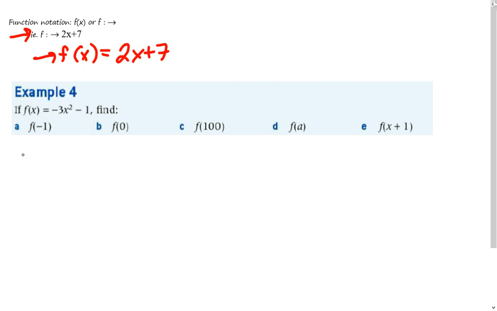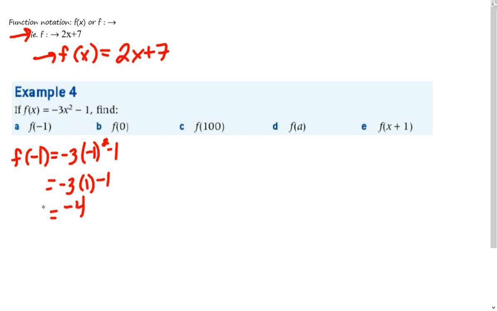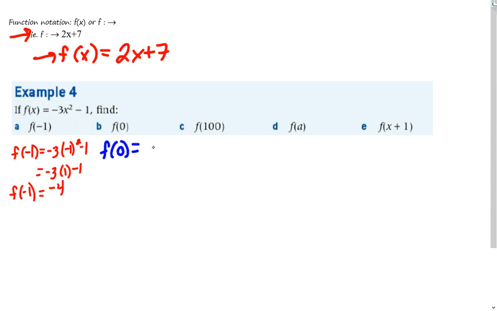So in the first one, f of negative 1, substitute in negative 1 for x. Therefore, it's negative 3 times negative 1 squared minus 1. And then simplifying this down, you get negative 1 times 1 minus 1, which is negative 4. Therefore, f of negative 1 is negative 4. So we're going to do the same thing for all of those. B, C, and D are exactly the same. E, we're going to have to simplify. So f of 0 equals, this one's nice because 0 squared is 0 times negative 3 is 0 minus 1. So that one's just negative 1.